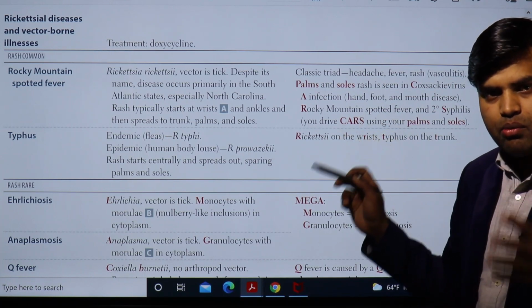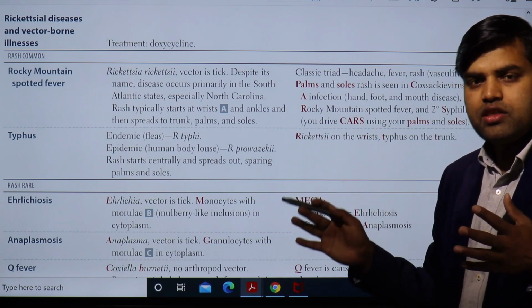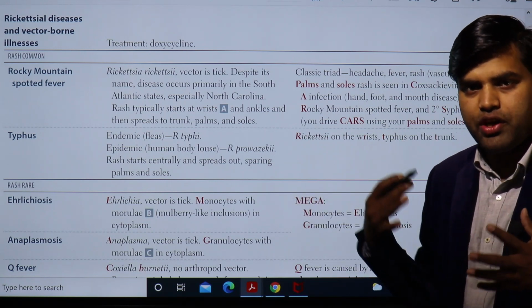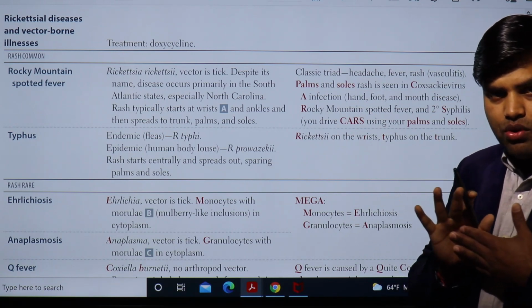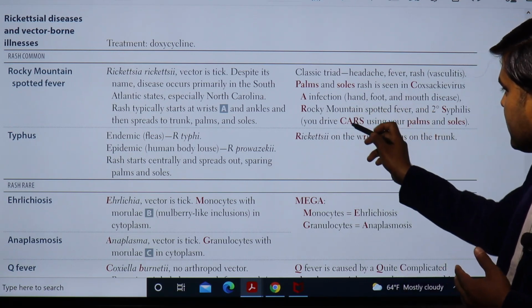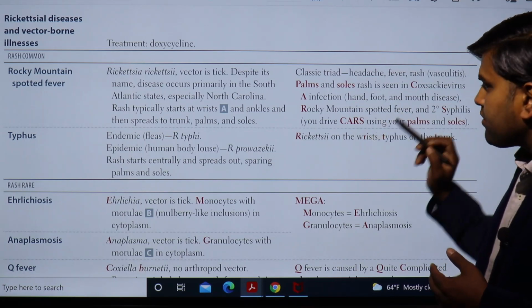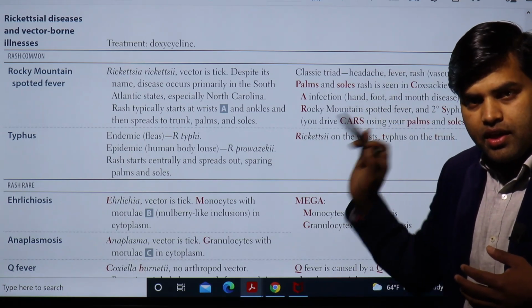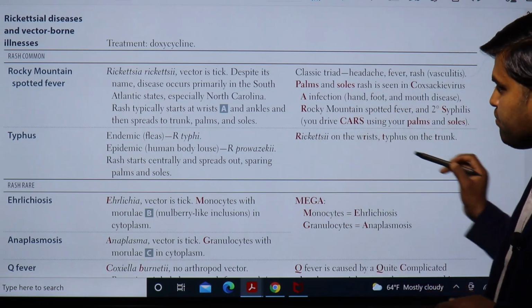So this is the way to remember. There are only three diseases that cause rashes in your palm and sole. Other diseases have rashes, but they are present on the body, trunk and limbs only, and do not present at the palm and sole. So these three diseases, that is Coxsackie A, Rocky Mountain spotted fever, and secondary syphilis, are usually causing rashes on the palm and sole as well.